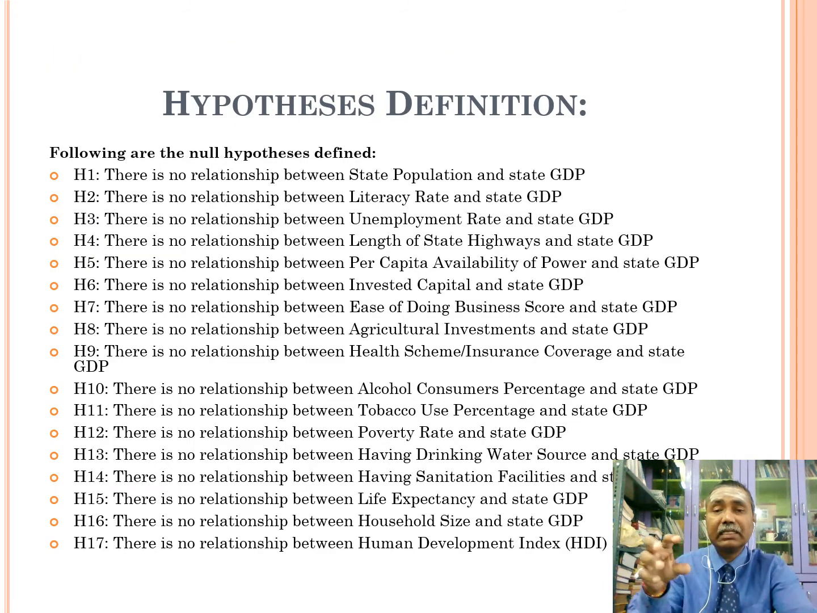See this. These are the hypotheses. I started with the null hypothesis. I assumed that there is no relationship between state population and GDP. There is no relationship between literacy rate and GDP. This is how I defined 17 null hypotheses. Later on, using the correlation value, if I got a positive correlation, I rejected the null hypothesis. And if a negative correlation is there, I accepted the null hypothesis. This is a very simple technique. Okay, let's move on. These are all the 17 different variables, right?